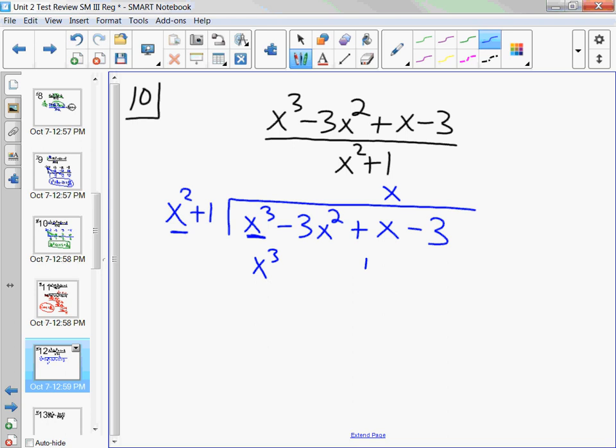And I put it under its like term. You can pretend like under here is 0x squared. And I change the signs and add. X cubed minus x cubed is 0. Negative 3x squared minus 0x squared is negative 3x squared. And x plus a negative x is 0.